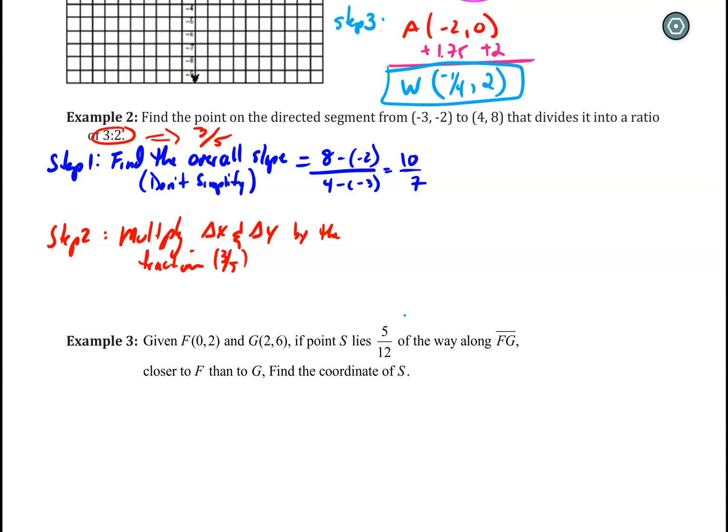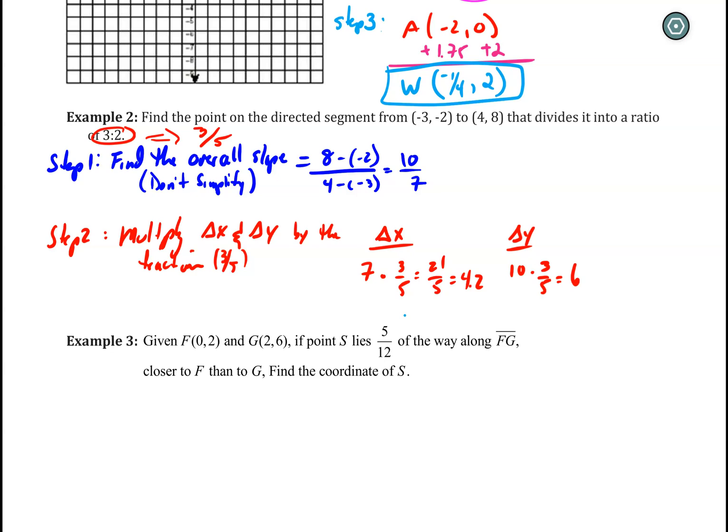All right, so for step 2 here, my delta x, that's my bottom. So that's going to be 7 times the 3/5, which equals 21/5. And that one is 4.2. And my delta y, that's my top number, so it's 10 times 3/5. And that's a nicer one, that just comes out to be 6.